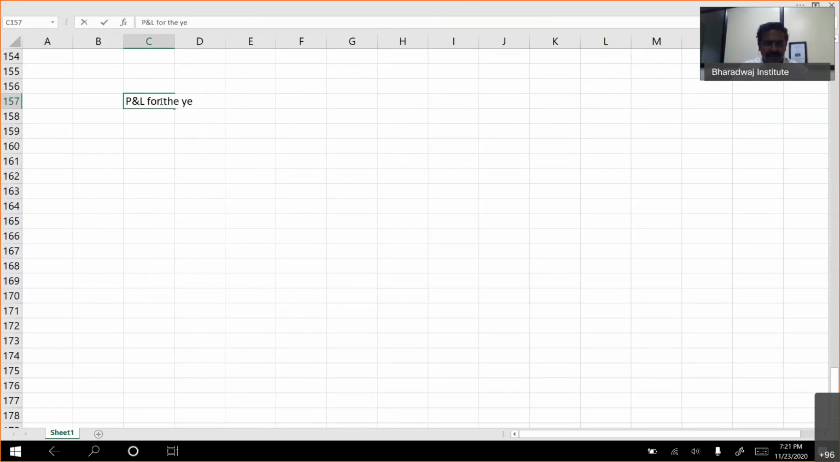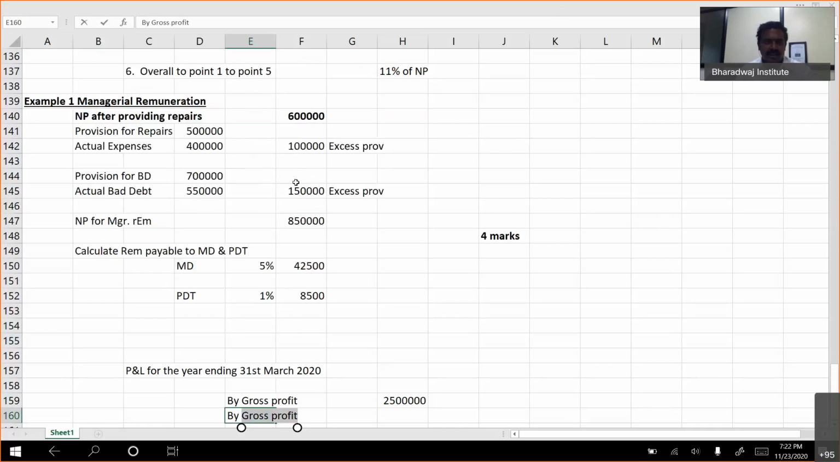P&L account for the year ending 31st March 2020. This is also a past examination question for 8 marks. Excess provisions always you have to take. See, we charged this much, but actual expenses are only 5,50,000. Whatever is excess expenses claimed in the P&L account, we'll add it back. Same like your PGBB chapter in income tax. Whatever is excess amount claimed, that you will add it back.